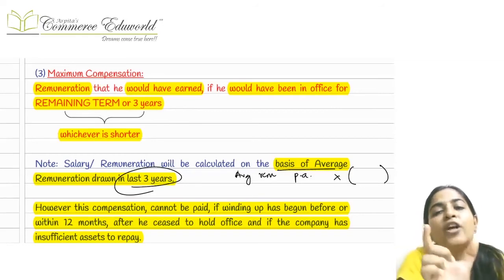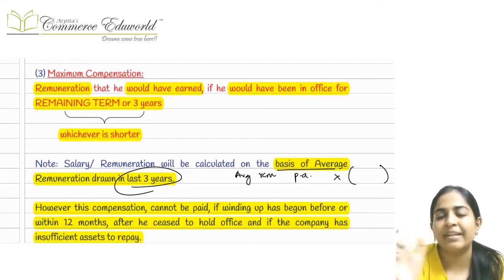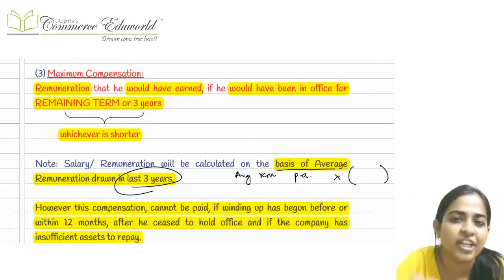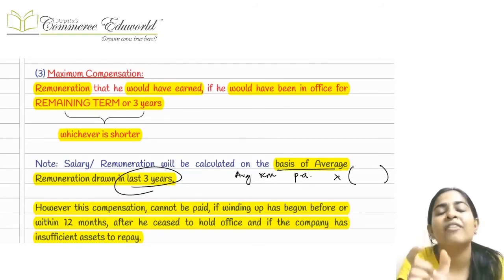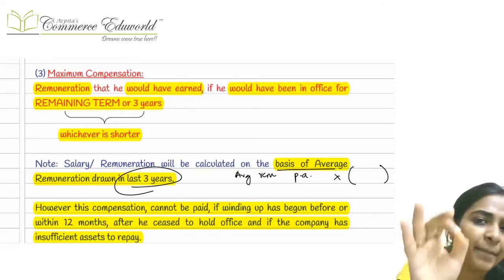Okay, so for how much period you have to pay him the remuneration? For the remaining tenure that would have been there in the company, or 3 years, whichever is shorter, for this much period, whatever amount of remuneration he would have been eligible for, that much amount of compensation can be paid.